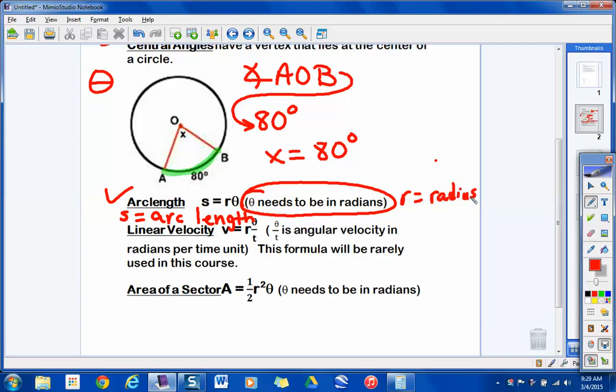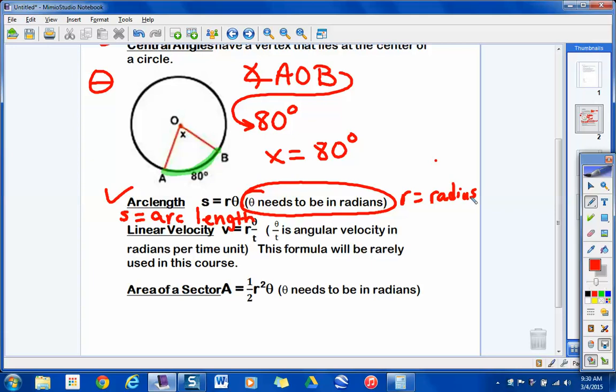And then theta is going to be any angle as long as we measure it in what? Radians. Okay. I want to jump into an example involving arc length here real quickly. I'm going to talk about a circle here quickly. You may or may not want to write this down, but just pay attention as to how this comes about. Okay, here we go, kiddos.